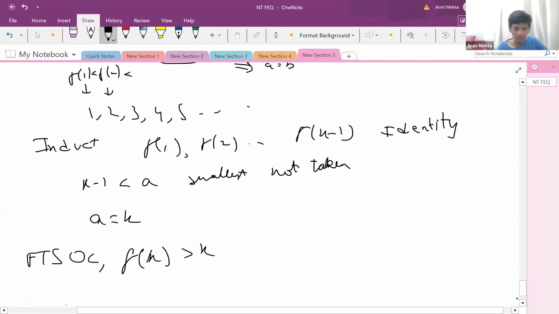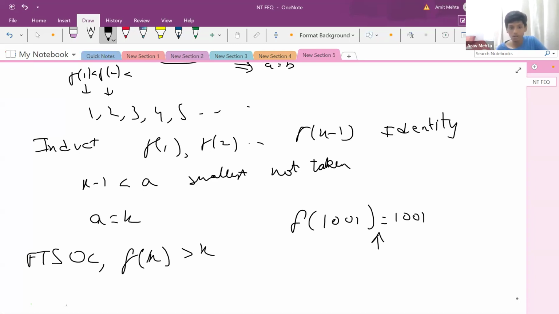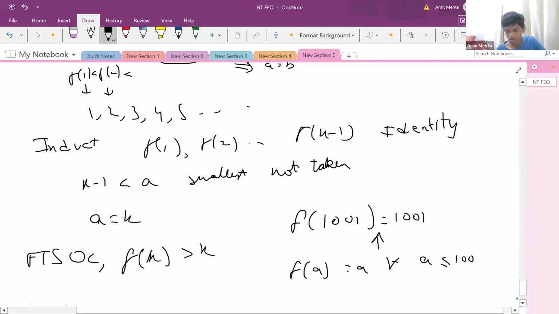We have lower bounds everywhere. We want some sort of upper bound. Maybe try and see if we can find the particular value at some point, like maybe we can say that f of 1001 is 1001. If we know this, then we can automatically say that f of a equals a for all a less or equal to 1001. Do you see why?